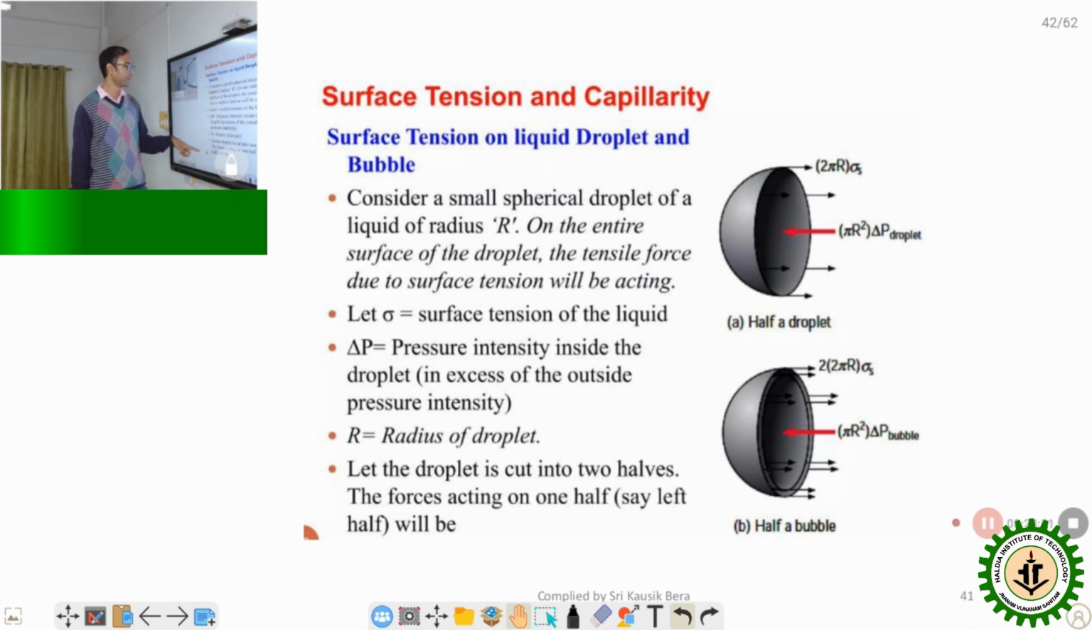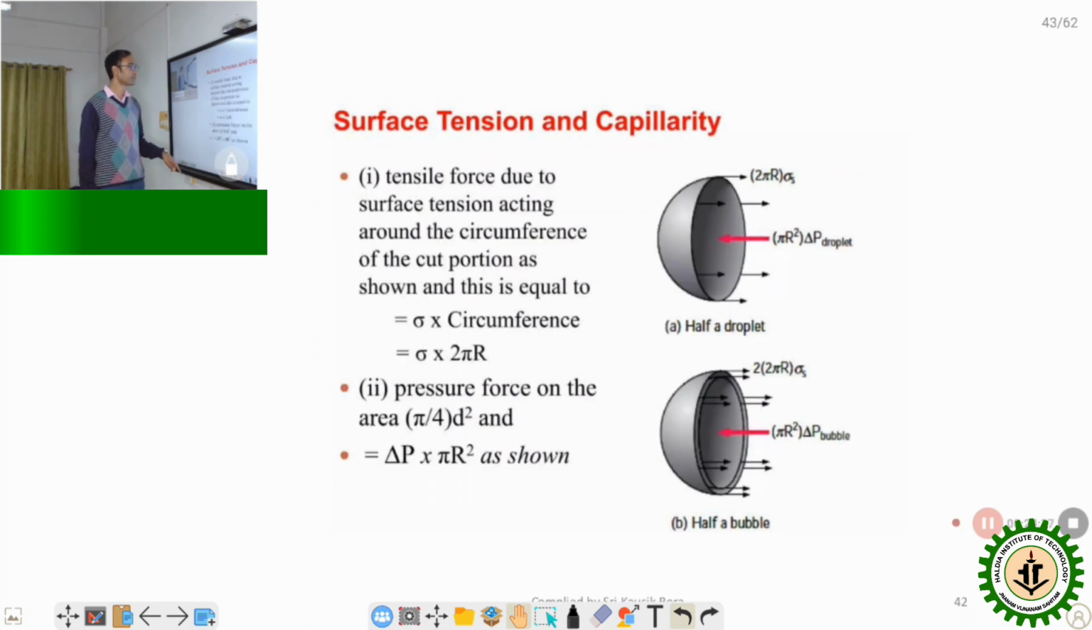Let the droplet be cut into two halves. The force acting on one half will be sigma into 2 pi r, the tensile force due to the surface tension acting on the circumference of the cut portion, and the pressure force on the area pi by 4 d squared, this area, will be delta p into pi r squared. So this is the circumference force, and in this area this is the area force, or pressure, we can say.